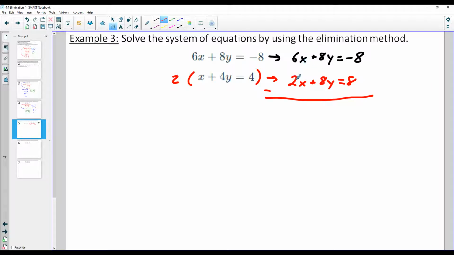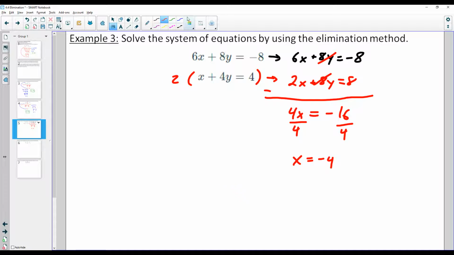And so for 8y and 8y to cancel, we're going to need to subtract this second equation. So 6x minus 2x is going to be 4x. 8y minus 8y is going to cancel. And then we have our equal sign. And then -8 minus +8 is going to be -16. Now we've eliminated the y, and we can just solve for x by dividing by 4, and we should get x equals -4.